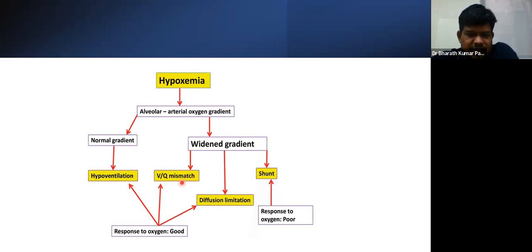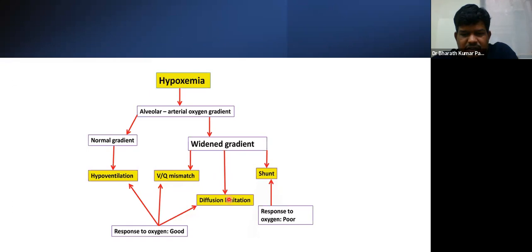So in case of hypoventilation or a problem with the ventilation perfusion mismatch or diffusion limitation, we could correct the saturation of the patient by giving oxygen. And usually the response from the patient towards oxygen supplementation is also good in these three pathologies.